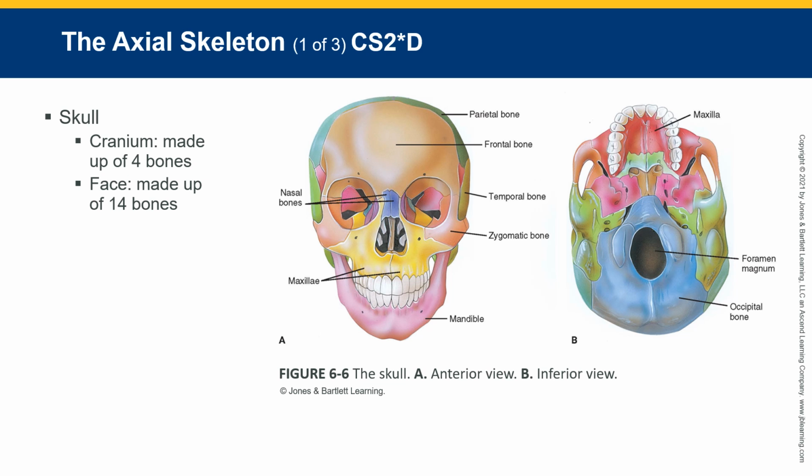Continuing on with the axial skeleton, it has the cranium, which is the top of the head, made up of 4 bones: the parietal, frontal, temporal, and occipital. And the face is made up of 14 bones, 7 on each side that are mirrored to each other.